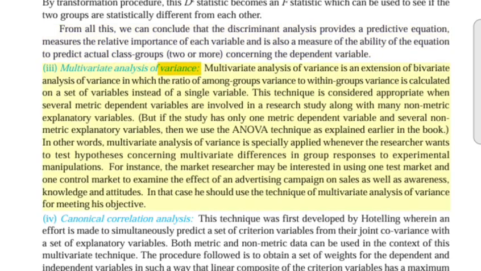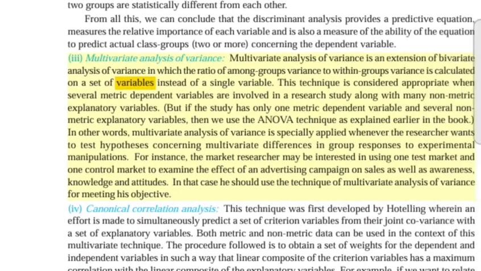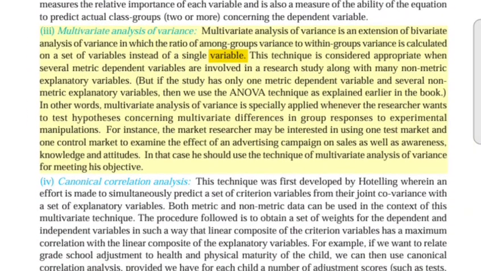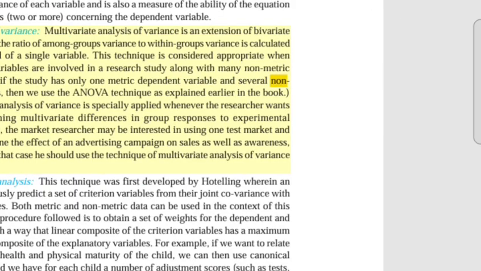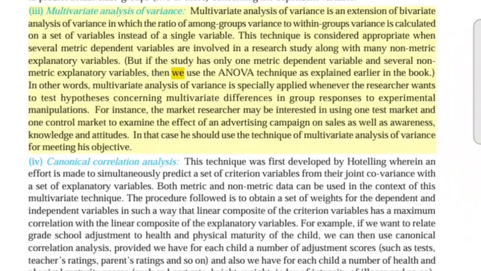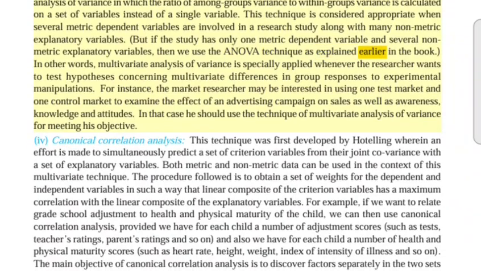Multivariate analysis of variance. Multivariate analysis of variance is an extension of bivariate analysis of variance, in which the ratio of among groups variance to within groups variance is calculated on a set of variables instead of a single variable. This technique is considered appropriate when several metric-dependent variables are involved in a research study along with many non-metric explanatory variables. But if the study has only one metric-dependent variable and several non-metric explanatory variables, then we use the ANOVA technique as explained earlier in the book.